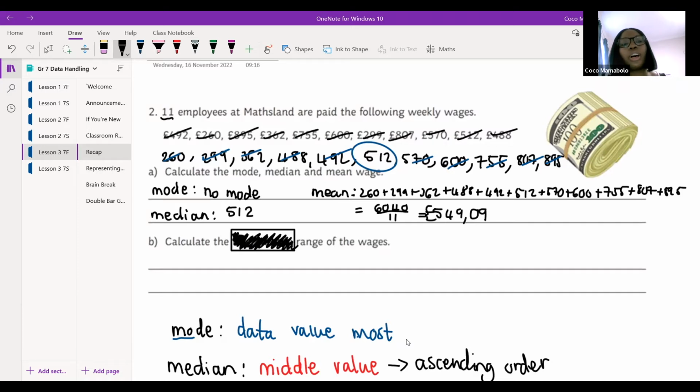Okay, then we need to calculate the range. And remember, the range is the biggest number minus the smallest number. Ooh, Jaria, you and me, our brains are scattered today. The biggest number minus the smallest number. So my biggest number is 895 minus 260. And how much does that give me, guys?